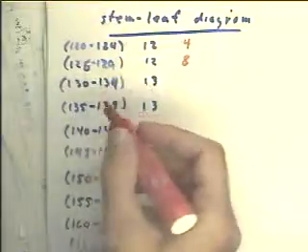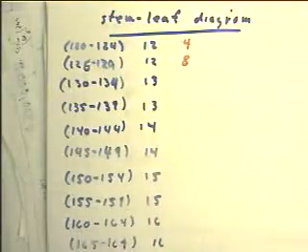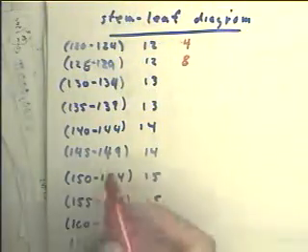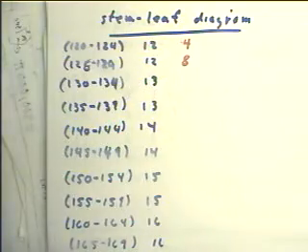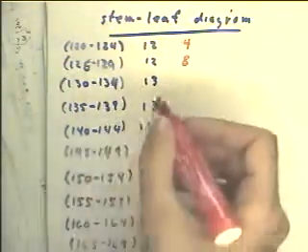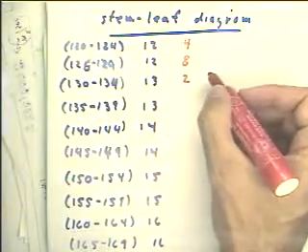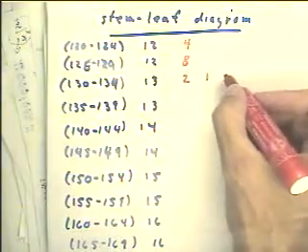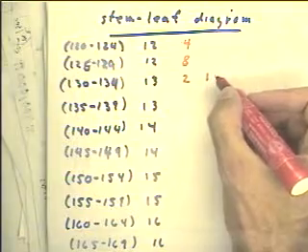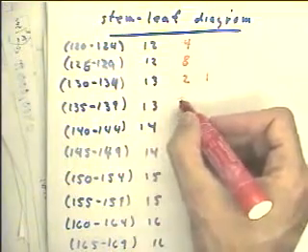Then between 130 and 134, what do we have? Well, let's see, we have 132, 131. Now we're just writing these down as they come, but those are the two that we have there.